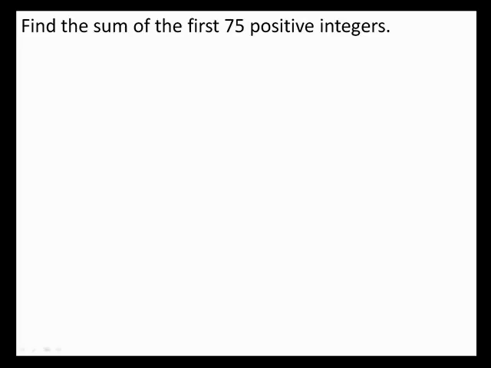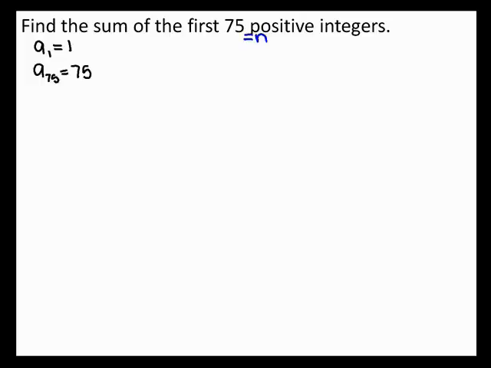Find the sum of the first 75 positive integers. Let 75 equal n. The first positive integer is 1. Set that equal to a sub 1. The 75th positive integer is 75, so set that equal to a sub 75.